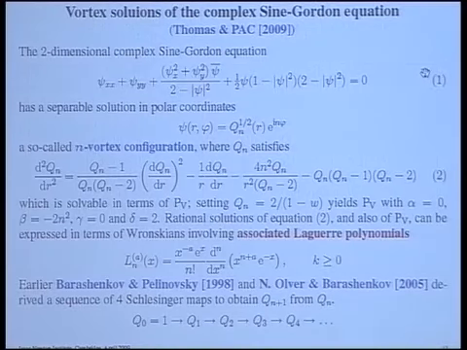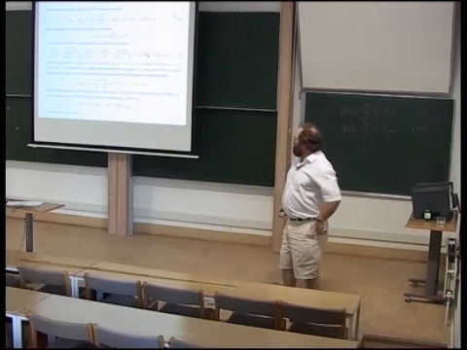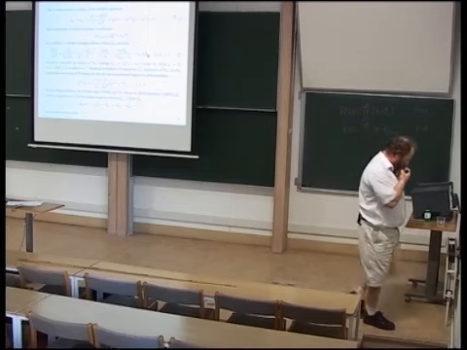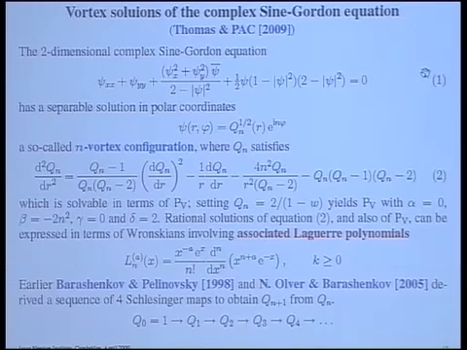Now, I want to just briefly mention some results on some other vortex solutions of a complex sine-Gordon equation that I've recently found with my graduate student Bryn Thomas. So if you look at this two-dimensional complex sine-Gordon equation, then if you look for a separable solution in polar coordinates, and this is referred to as an n vortex configuration, then the Qn of r satisfies this ODE, which is solvable in terms of Painlevé 5.